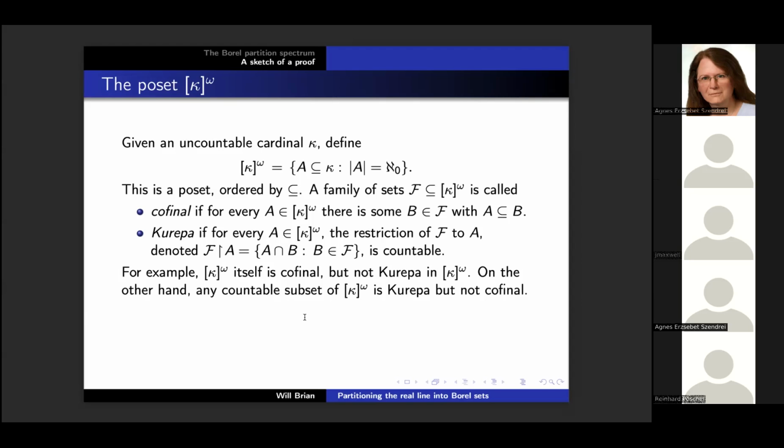On the other hand, a countable subset of [κ]^ω is going to be Kurepa, but not cofinal. One way to think about this is that cofinal subsets are big and Kurepa families are small. So if a family is cofinal, then any strictly larger family remains cofinal. If a family is Kurepa, then any strictly smaller family remains Kurepa. But the interesting ones are when it's both. So if we have something that's both cofinal and Kurepa, that can be very useful. So one example of that, my only really easy example of that, is if we look at κ equal to ω1, the first uncountable ordinal, and we look at the set of all countable but infinite ordinals.